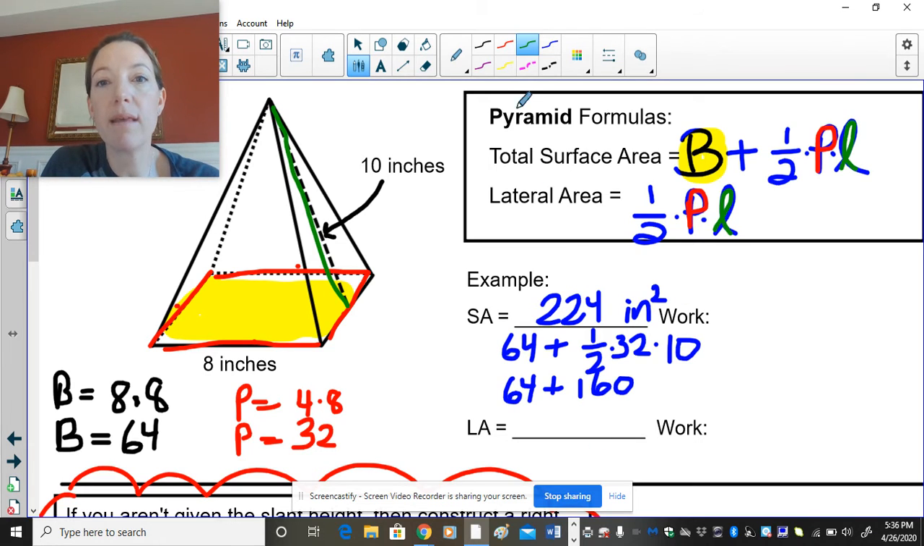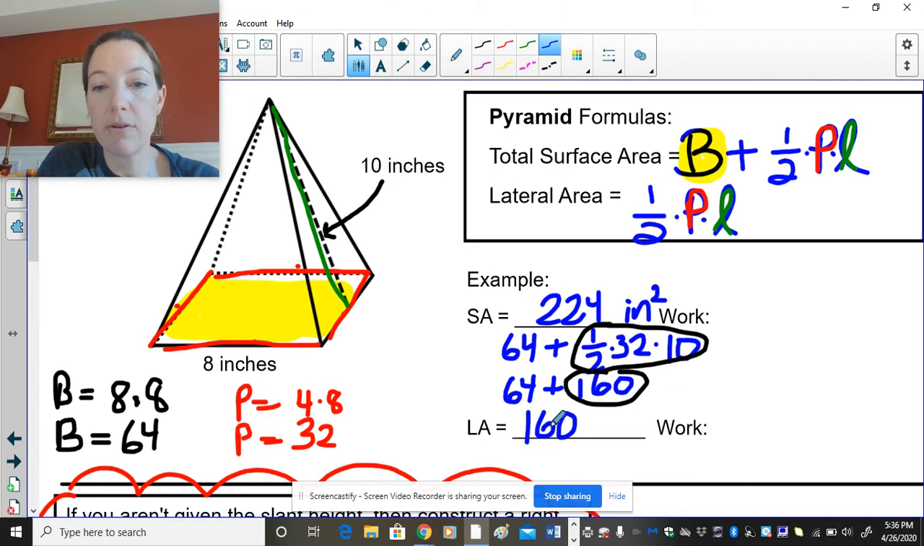And I could rewrite that, but if you guys look, we had it actually right here. Half times 32 times 10, which was this portion right here. So our answer for lateral area for this pyramid is 160 square inches.